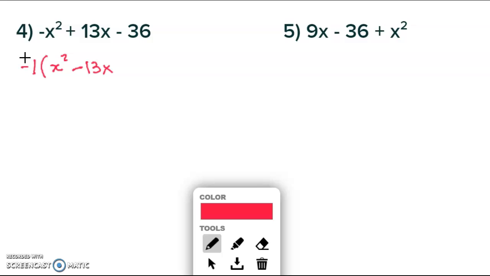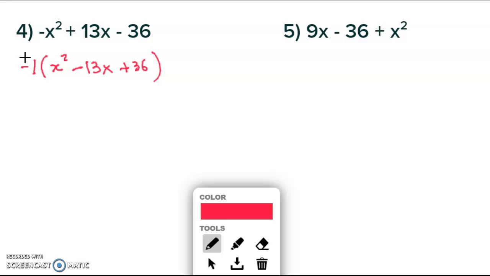Okay, so negative 1 times negative 13x is going to be positive 13x. That's what we're doing. And then you are changing this. This is a negative sign, so that becomes a positive sign. So negative 1 times x squared is negative x squared. Negative 1 times negative 13x is positive 13x. Negative 1 times negative 36 is positive 36. Okay, now my brain can deal with this much easier.